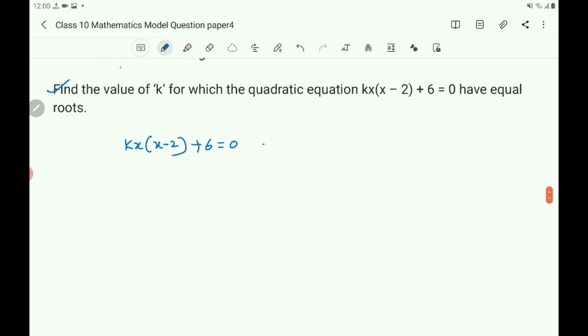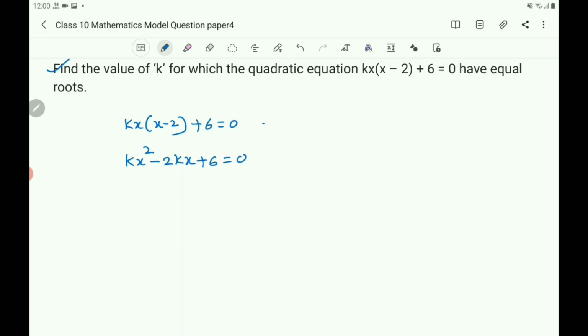First let us bring this to the form of ax square plus bx plus c equals 0. Multiply kx and x. Kx into x is kx square. Again multiply kx and minus 2. That is minus 2kx. And you write plus 6 equals 0.